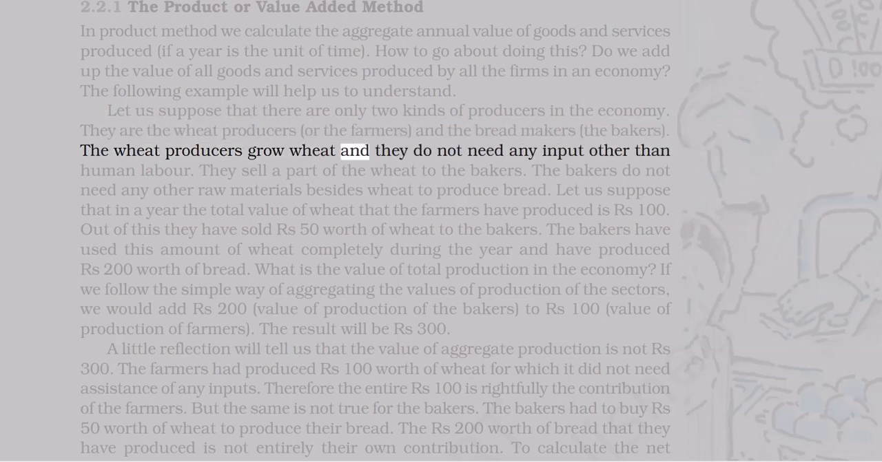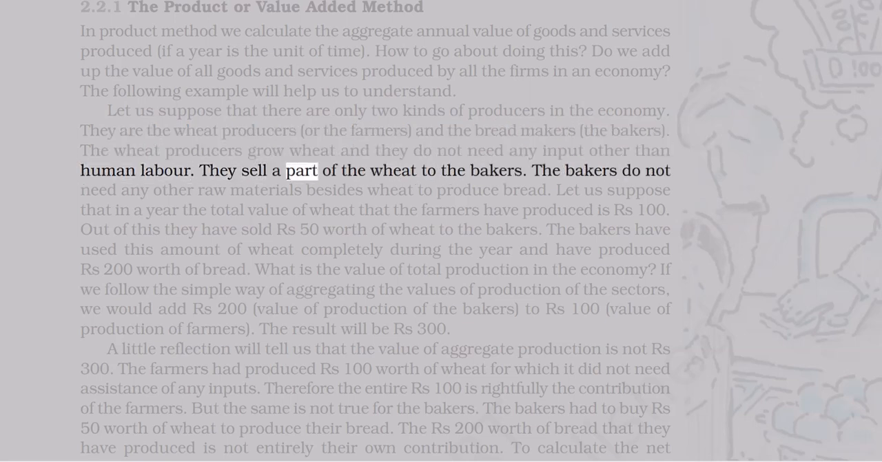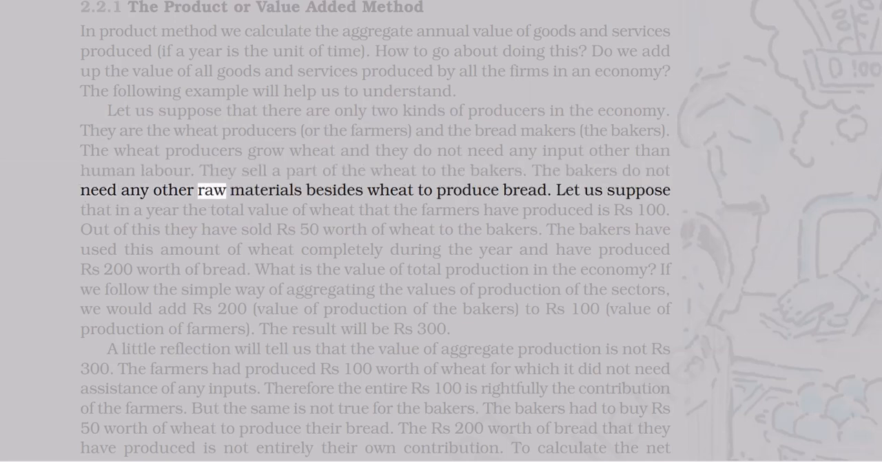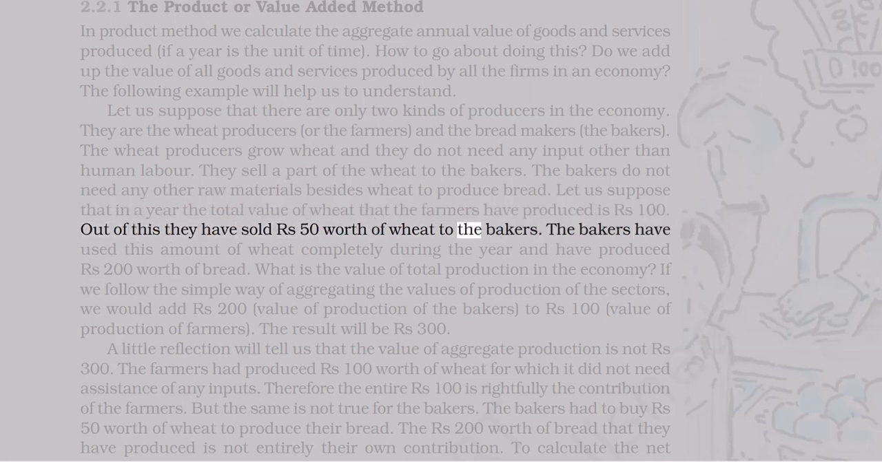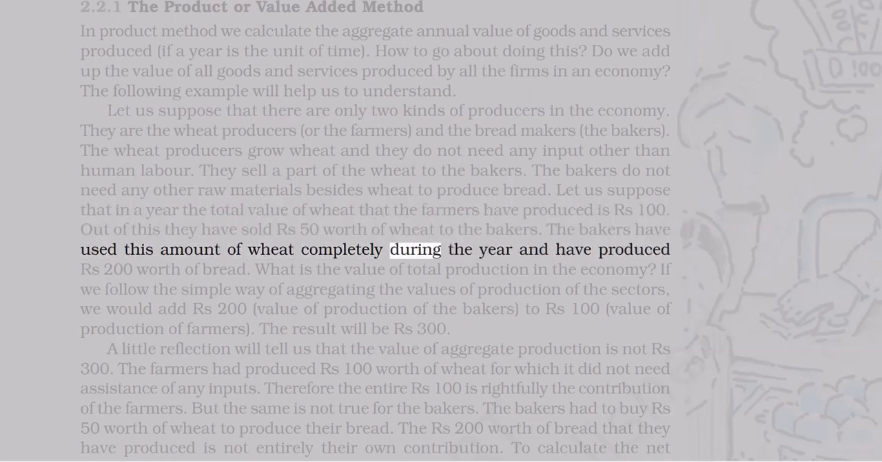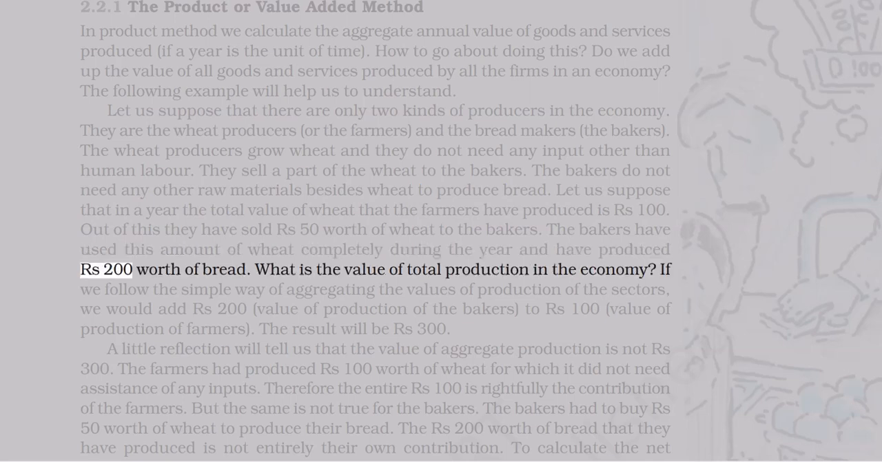The wheat producers grow wheat, and they do not need any input other than human labor. They sell a part of the wheat to the bakers. The bakers do not need any other raw materials besides wheat to produce bread. Let us suppose that in a year the total value of wheat that the farmers have produced is 100 rupees. Out of this they have sold 50 rupees worth of wheat to the bakers. The bakers have used this amount of wheat completely during the year and have produced 200 rupees worth of bread.